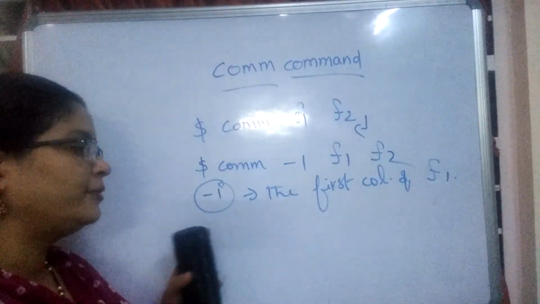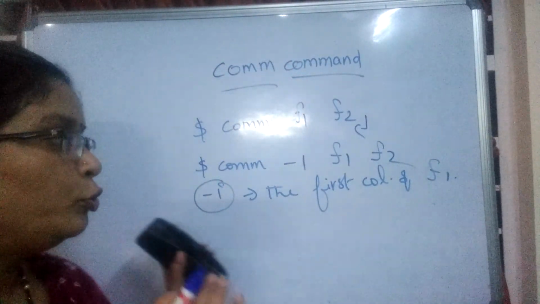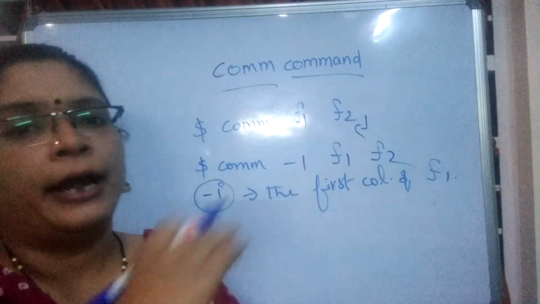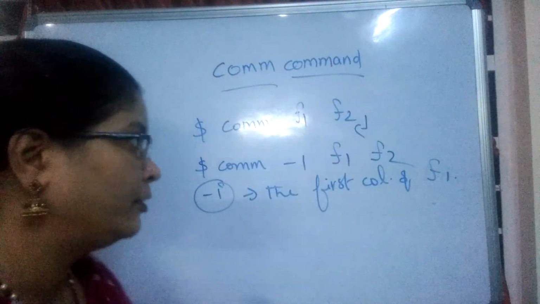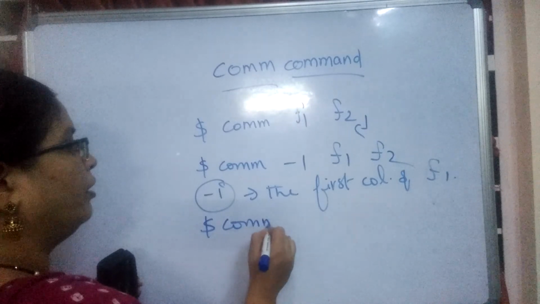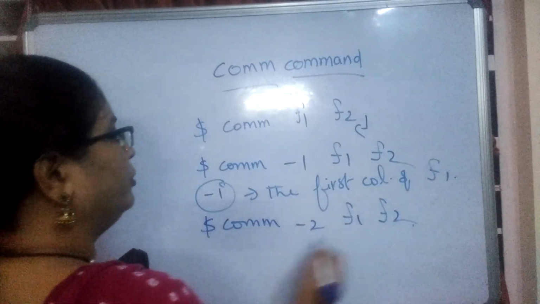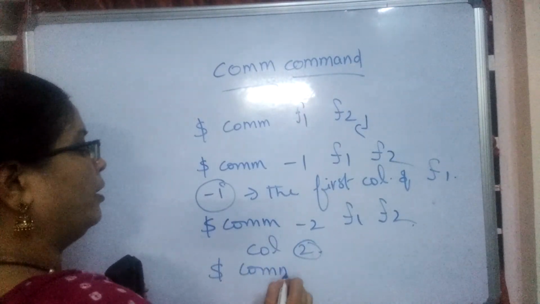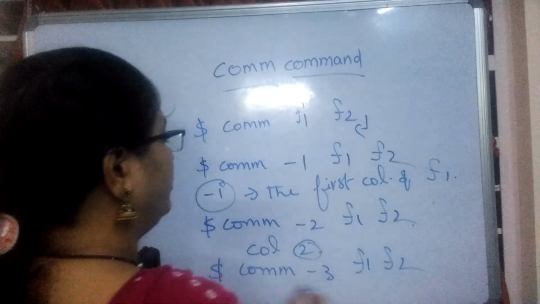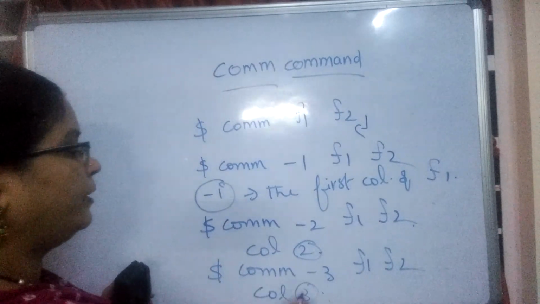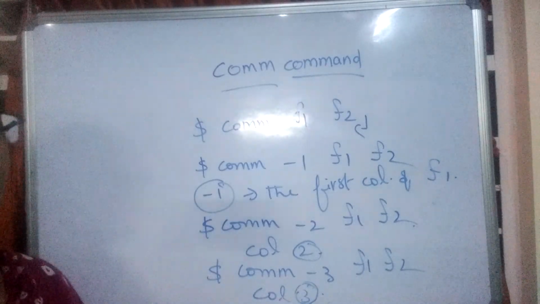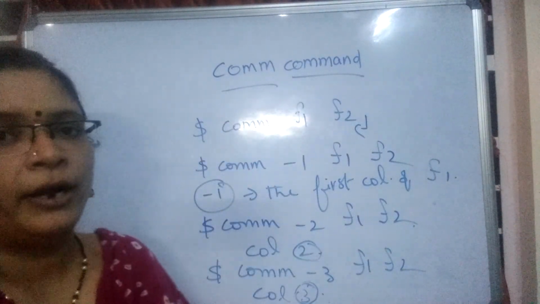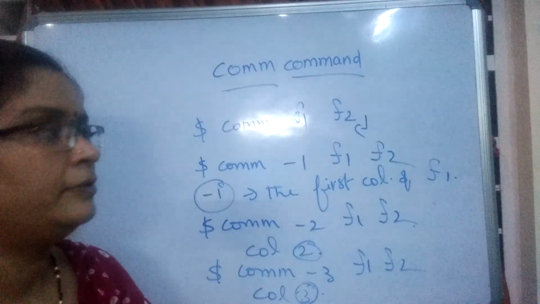The use of the -1 option is to suppress that particular column. The number of the column given is suppressed, and the command works on the remaining columns. Suppose I give COM -2 F1 F2, it suppresses column 2. And COM -3 F1 F2 suppresses column 3. Like that it suppresses various columns according to the number given. So this is the usage of the COM command, and based on this we will work with it.